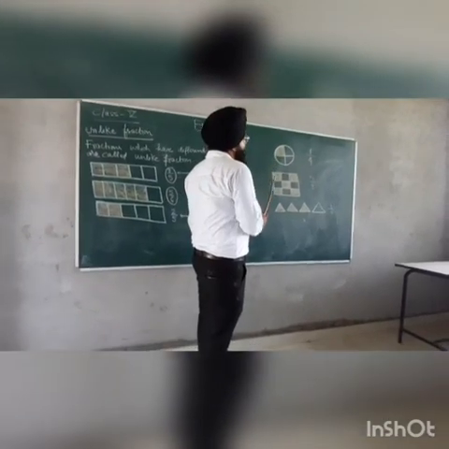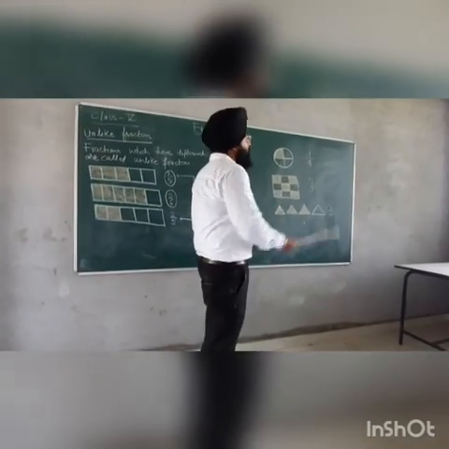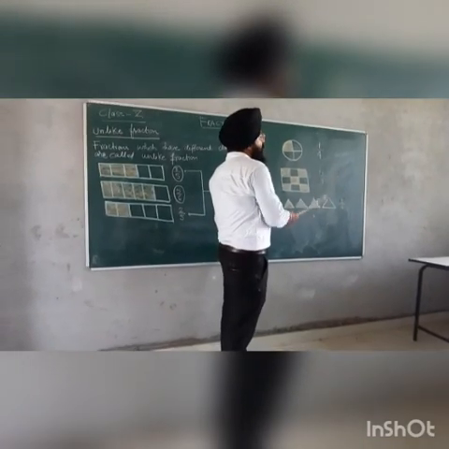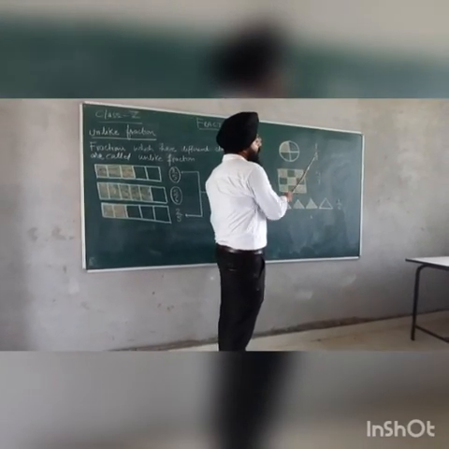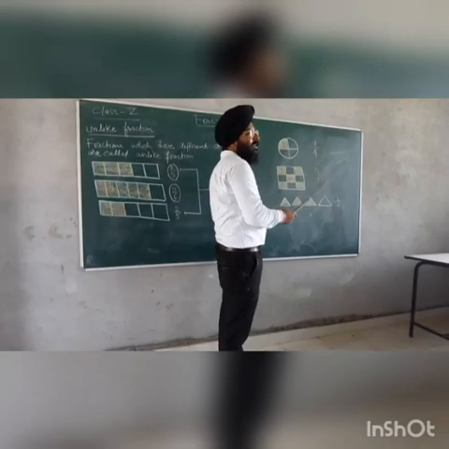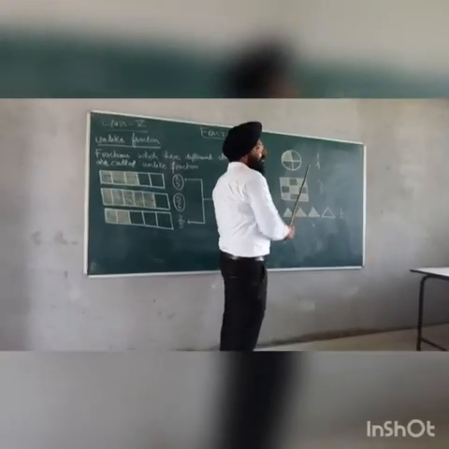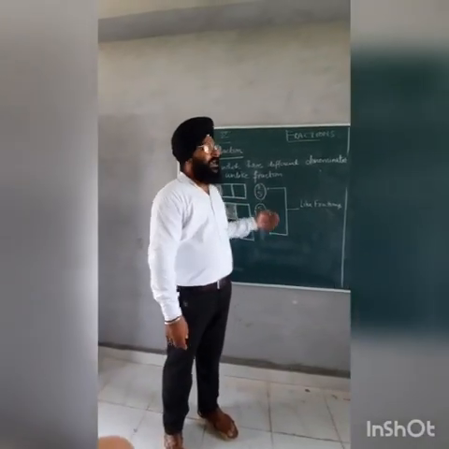In these two diagrams, you will see the fractions are 1 by 4 and 5 by 9. The denominators of the two fractions are 4 and 9. The denominator is different. That's why they are unlike fractions. All about fractions. Thank you.